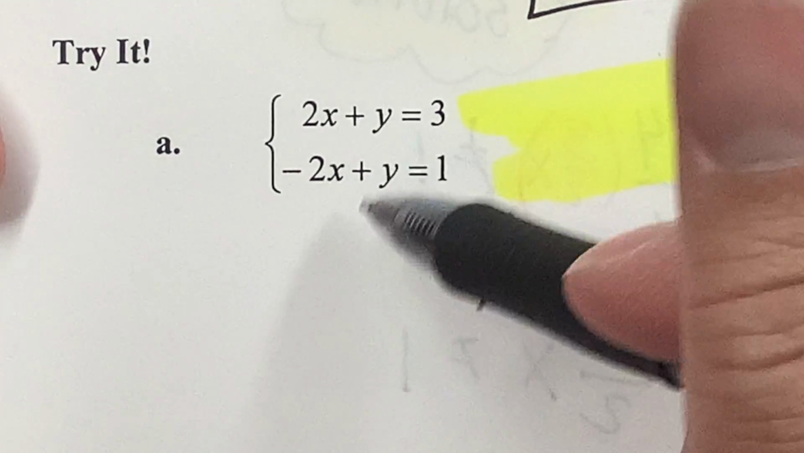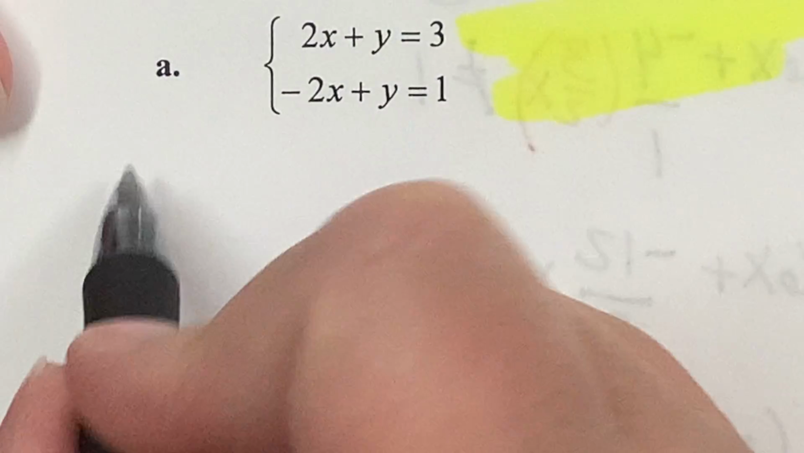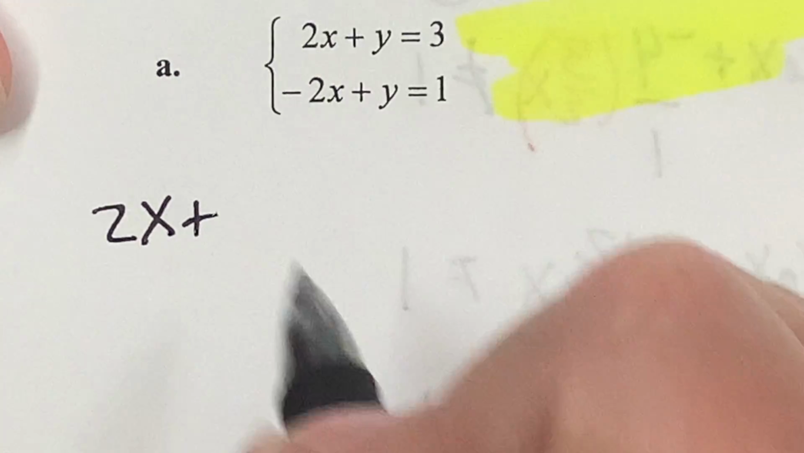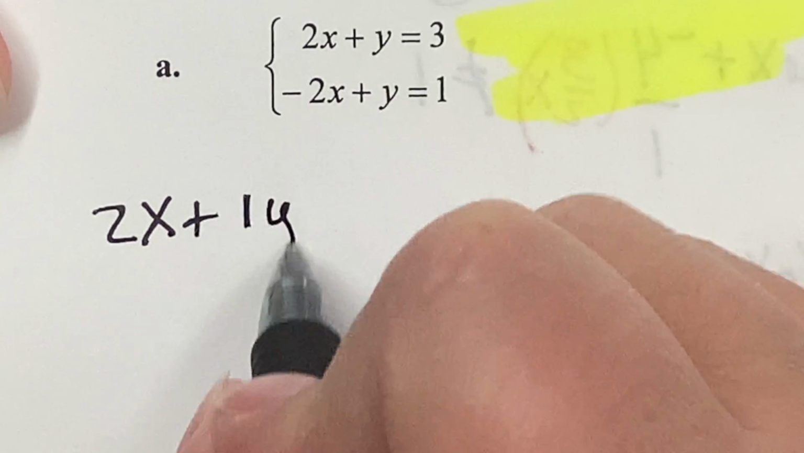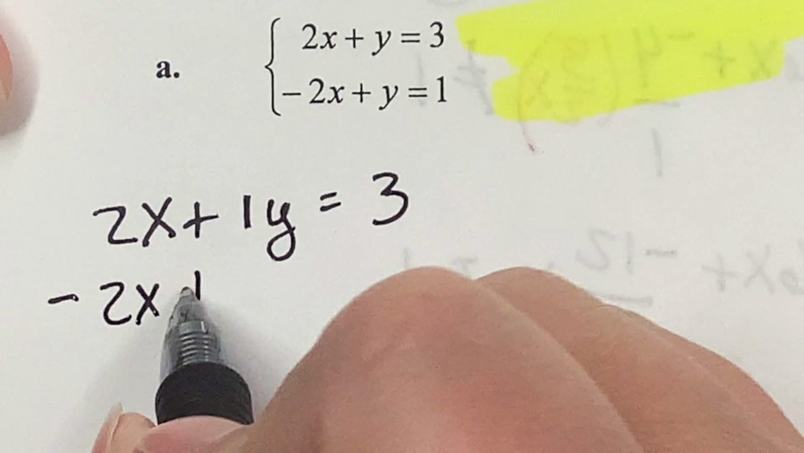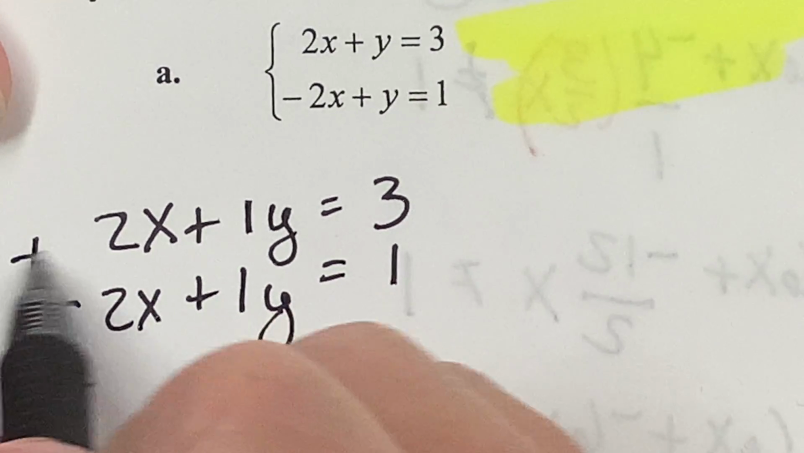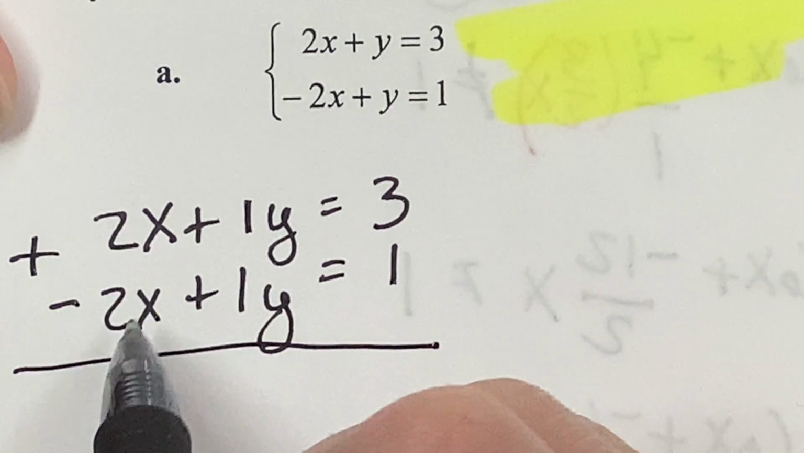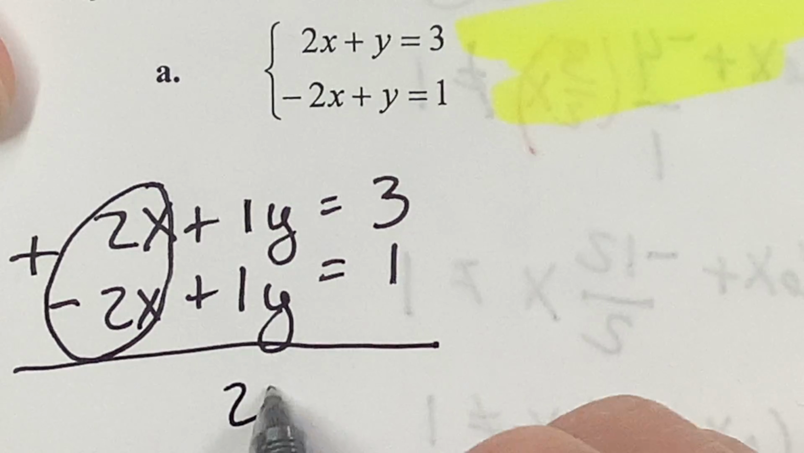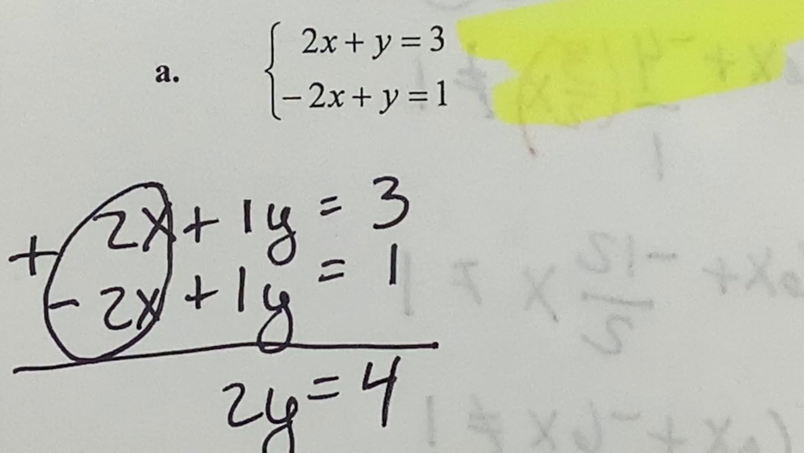All right, this problem looks a lot like number 2. So I'm going to do it the same way. I have here 2x plus, now that y is by herself, so it's 1y equals 3, and negative 2x plus 1y equals 1. And I am going to add these two together. Positive 2 minus 2, there's the 0. 1 plus 1, 2y equals 3 plus 1, 4. Now I only have one variable.